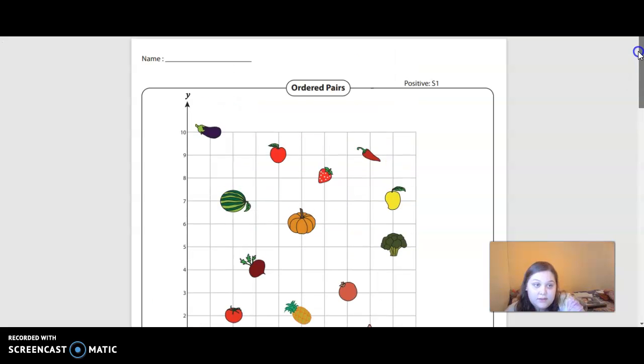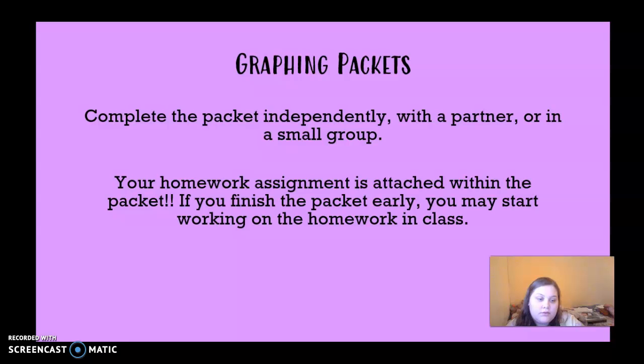This is to be done individually, and you're going to turn it in for a separate grade from the packet that you did in class as a group or in partners, whatever you did. So this is your own grade. You're supposed to work on it independently, but if you have any questions, you may ask for help, okay? Alright, so now that we've gone over the packet, you're going to have some time in class to finish it. You can work on it independently, with a partner, or in a small group.